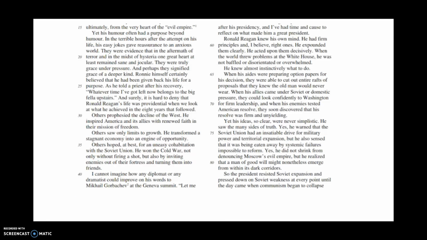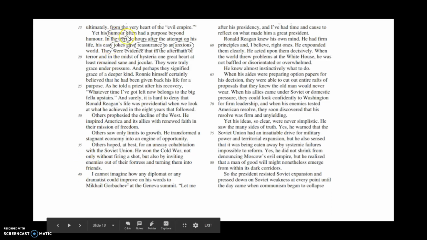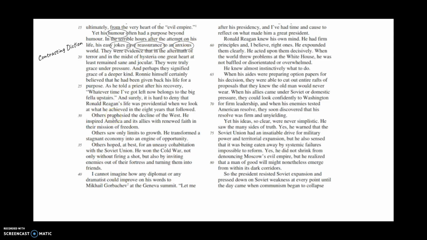All right, so in this next section, what should you have noticed? The first thing are these words: humor, jokes, reassurance, anxious. Again, we have contrasting diction. You're going to see that this exists throughout the entire speech, so it's definitely something you're going to end up writing on. Again, we see that in the process of cheering up the American people, Ronald Reagan uses his humor and jokes to reassure an anxious world. So we see these positive terms versus this negative vocabulary.